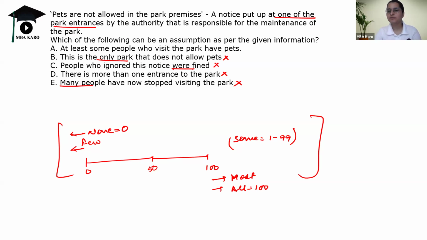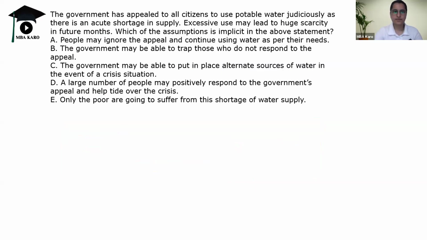That at least some people, even if one person who is coming to the park, that person has a pet. That person is bringing a pet to the park, and because of that, things are happening, people are getting uncomfortable, whatever is happening. Now, park authorities cannot directly go and call that person out. So they have simply put a notice out there. At least some people means even if 100 people are visiting, one person has a pet, so they are putting up the notice. So this assumption is implicit. Okay. Next one.